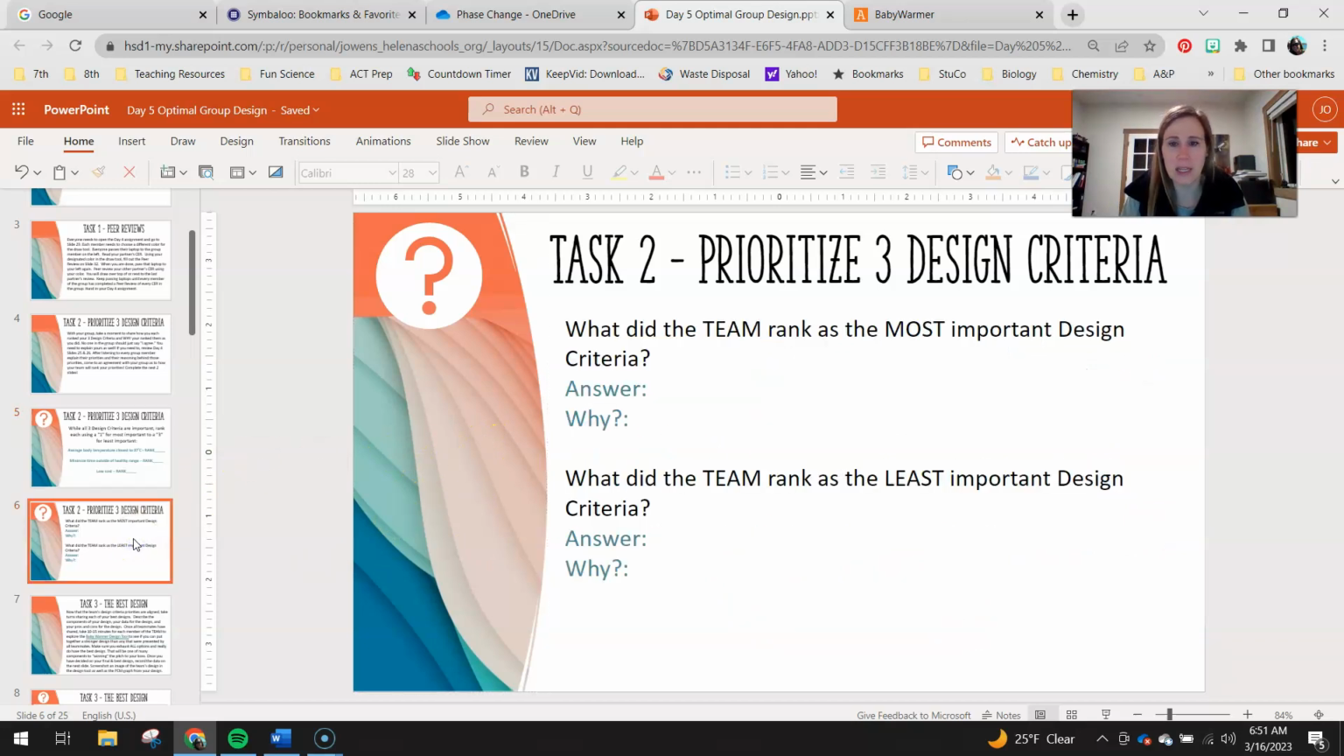Okay, and then go ahead and explain your most important and your least important design criteria. Remember to really put a lot of those ideas that you guys talked about in the beginning of this task together. Make sure you incorporate something that every team member had to add to it. Once you guys are done with that, you can go ahead and move on to task 3.